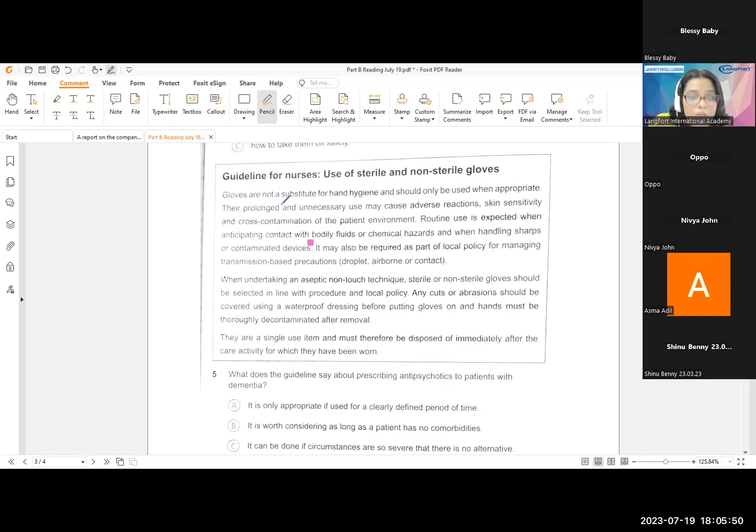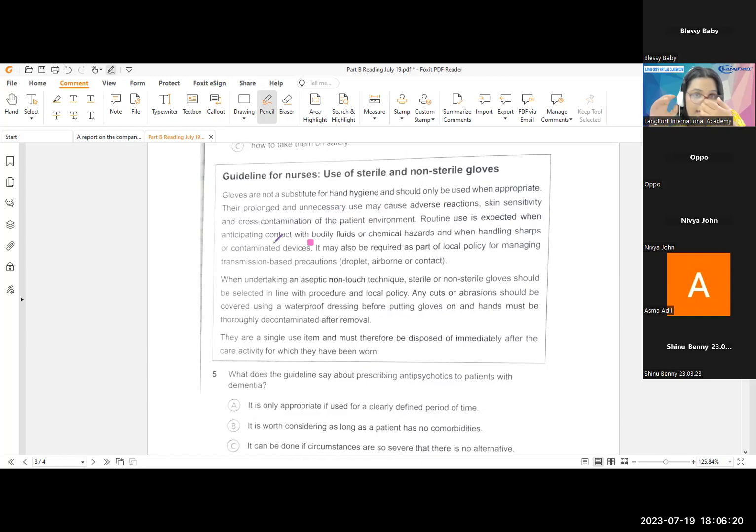If you're using it for a long time or unnecessarily, that may lead to adverse reactions, skin sensitivity, and cross-contamination of the patient environment, all these things. And routine usage of gloves is expected when you're expecting contact with bodily fluids or chemical hazards, or when you're handling sharps or contaminated devices.